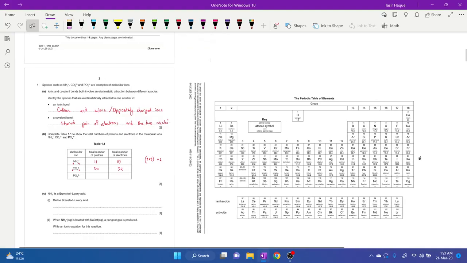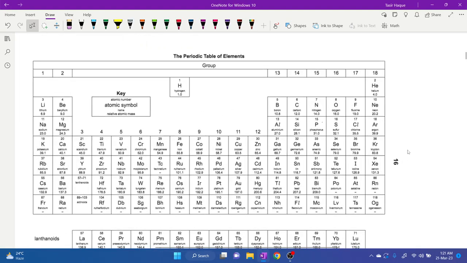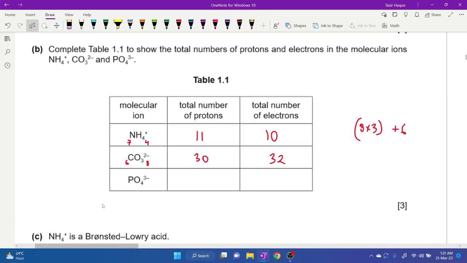Anyway, phosphorus, right? Phosphorus, yeah, it's 15. The proton number is 15. Okay. And oxygen, as usual, has 8 protons, so that's 8 times 4 plus 15, which is 47 protons. And about the electrons, since it has a negative charge of 3 minus, there should be 3 more electrons than this, so we have 50 electrons.